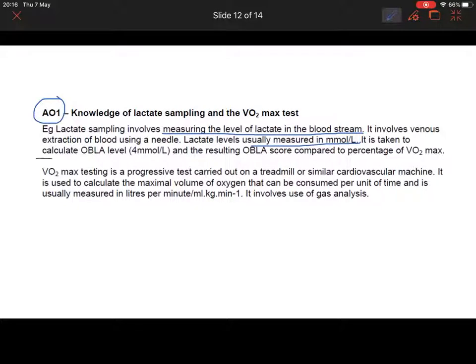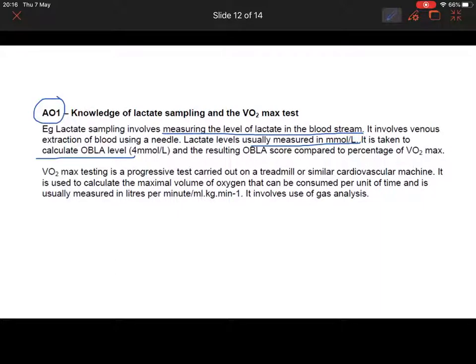It's taken to calculate OBLA. And obviously the other thing that we talked about, it's an objective measure, okay? And obviously, if you're trying to calculate an athlete's OBLA by lactate sampling, it can then be linked to their VO2 max because of a percentage, okay?